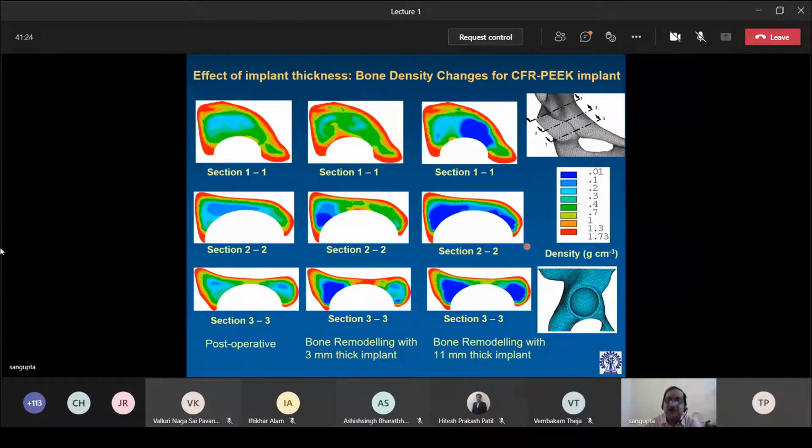This is also something I had explained to you earlier in the class. Mechanical behavior of bone. As you go on increasing the thickness of the implant, the 3 millimeter thick implant and the 11 millimeter thick acetabular component will have different amounts of bone resorption or bone remodeling patterns. Okay, this is clearly visible in sectional blocks.